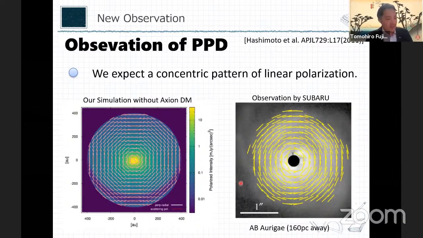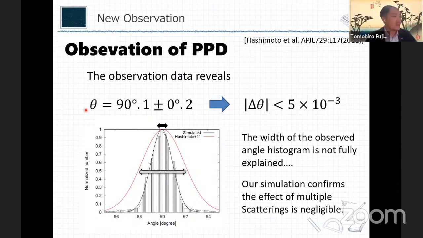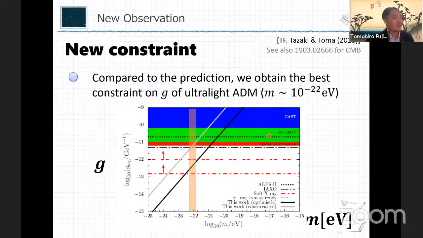This is actual observational data taken by the Subaru telescope, and our target is 160 parsec away in our galaxy. Analyzing the data, we found that theta is 90.1 plus or minus 0.2 degrees, so it's consistent with 90 degrees. So we failed to discover axion-like dark matter, but we can put an upper bound. And actually, we achieved the best sensitivity around this mass region.